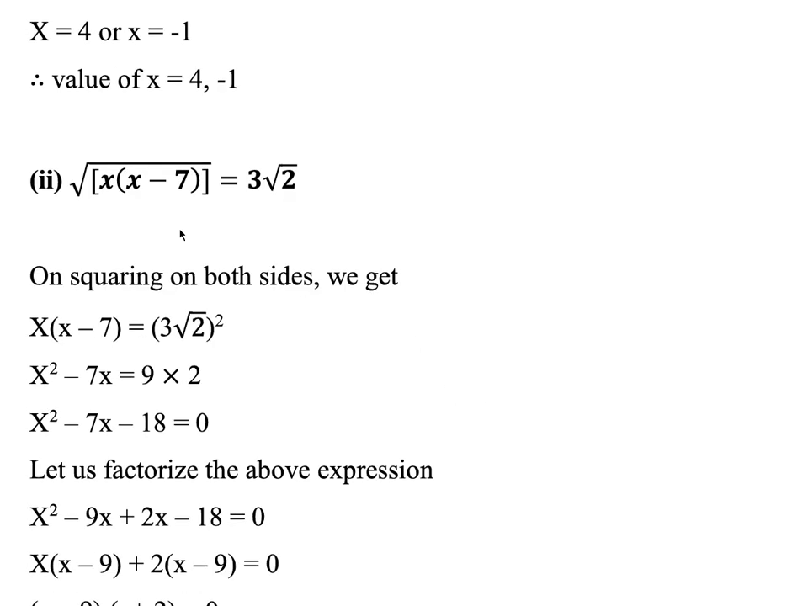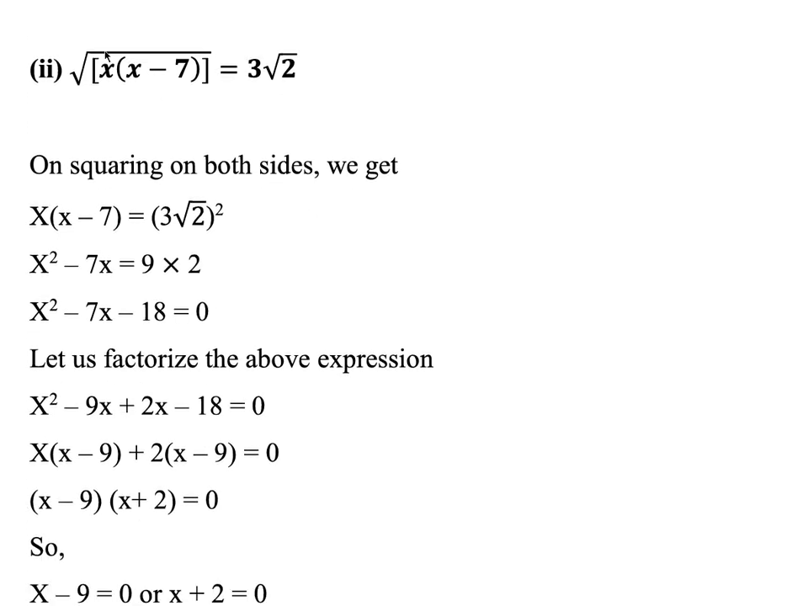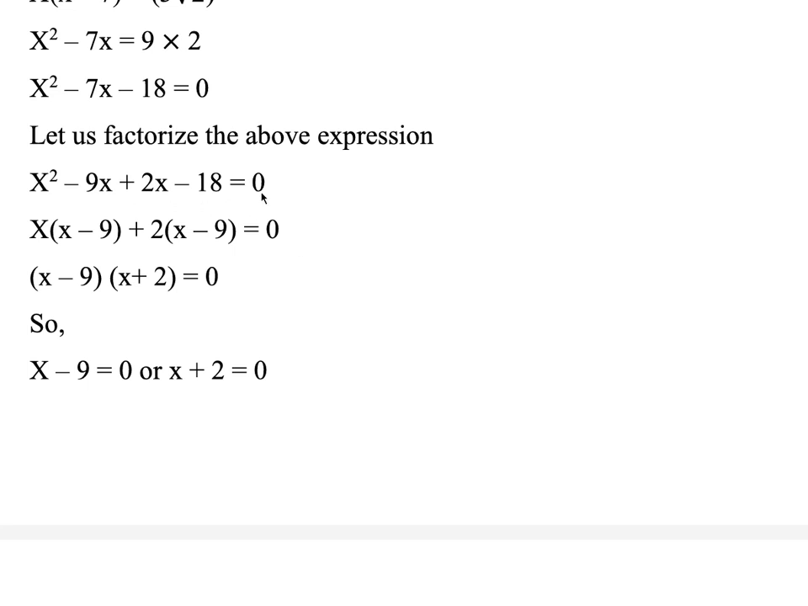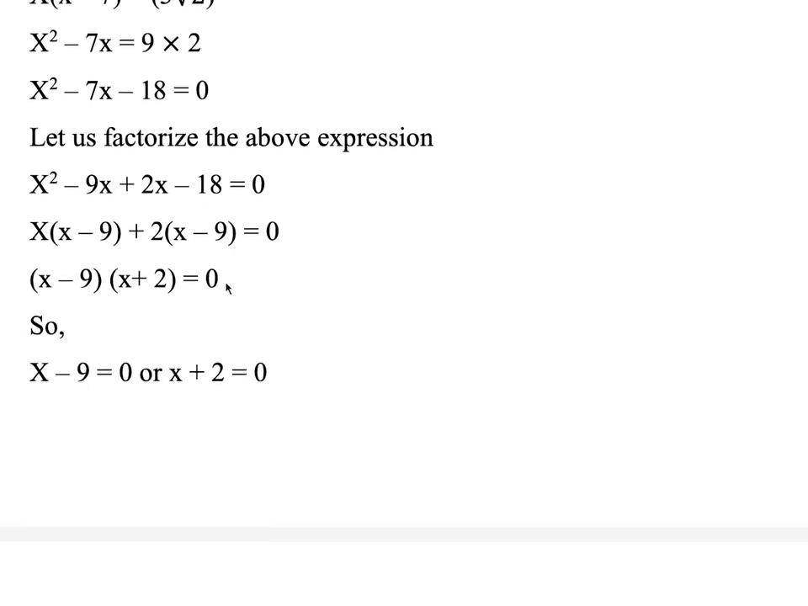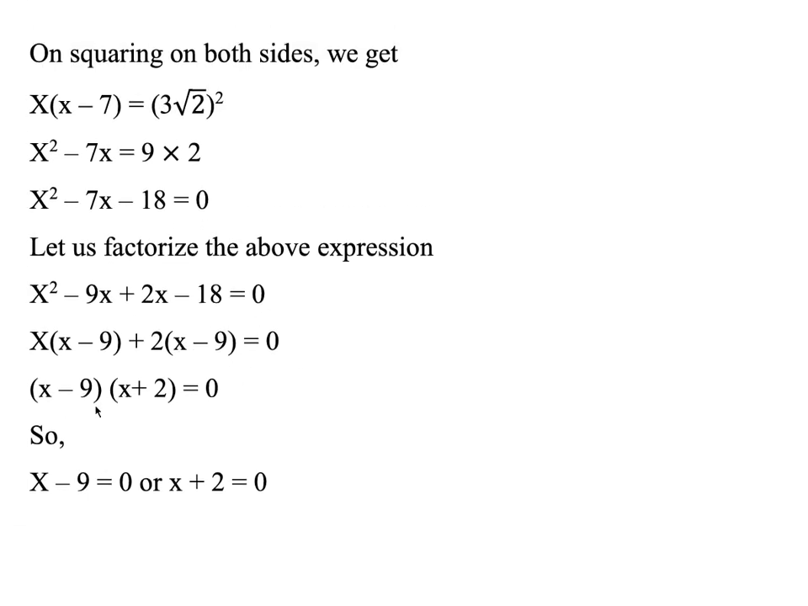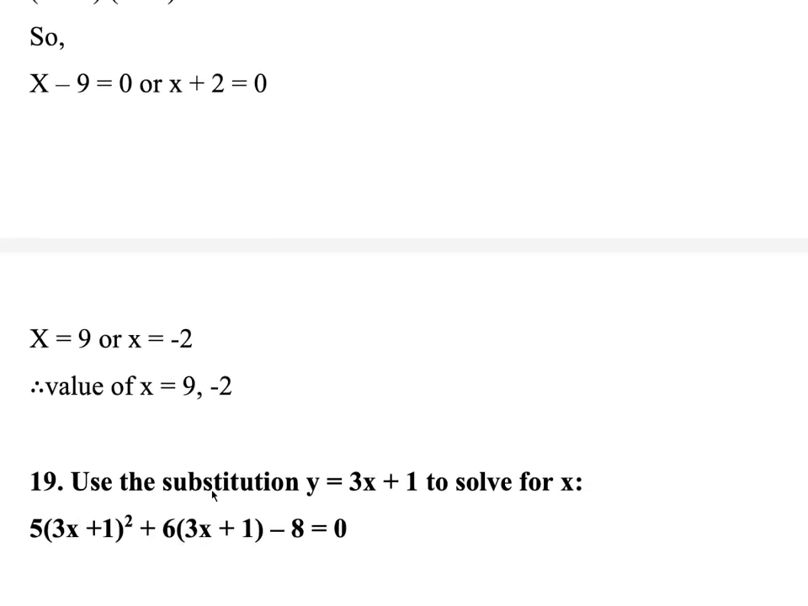Come to the next problem. Root over x into (x minus 7) is equal to 3 root 2. So first we will square both sides. After that, the middle term factorization method, we will get (x minus 9)(x plus 2) equal to 0. So values of x will be either x minus 9 equal to 0, so the value of x will be 9, and x plus 2 equal to 0, the value of x will be minus 2.